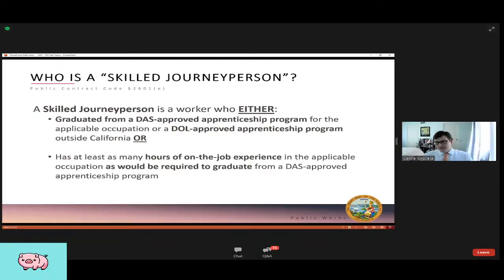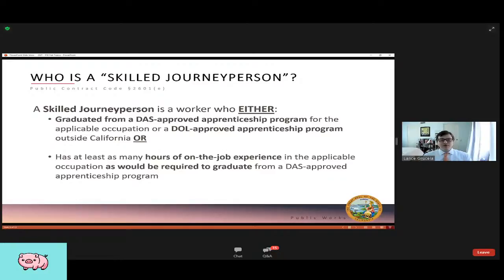Just to clarify that, if you have someone working as an electrician on a project, and they were a labor apprentice and graduated from a labor apprenticeship program, that is not going to qualify them as a skilled journey electrician. And to be a graduate, if they were out of state, it has to be a Department of Labor or federally approved apprenticeship program. So that is the graduate portion.